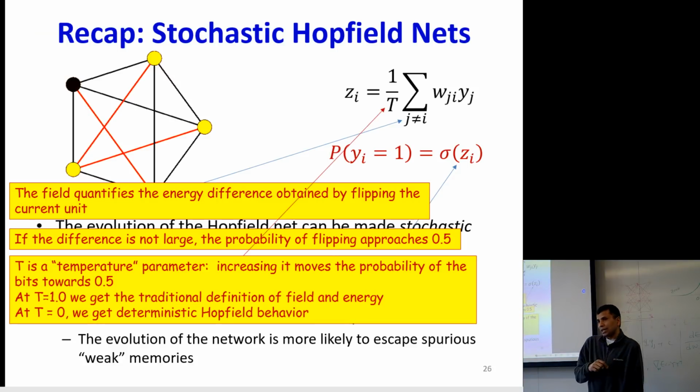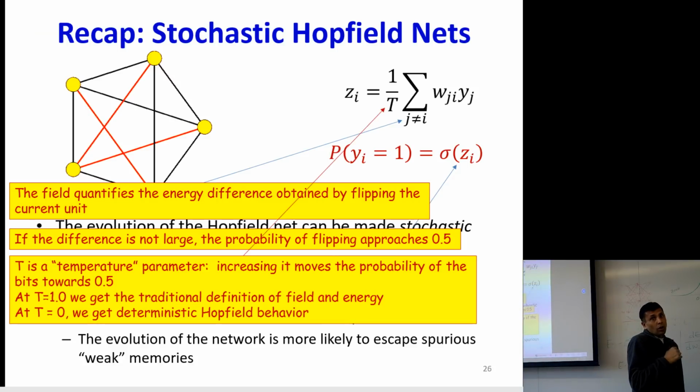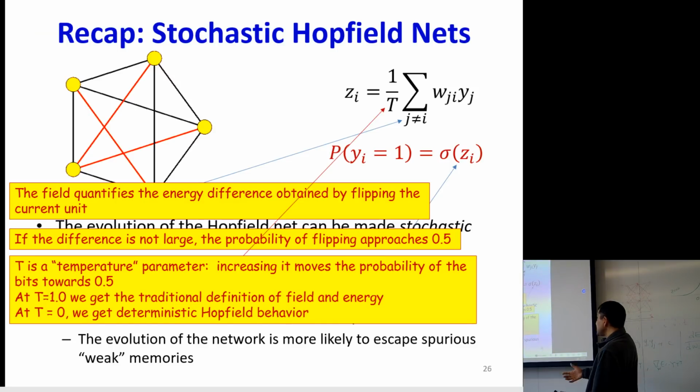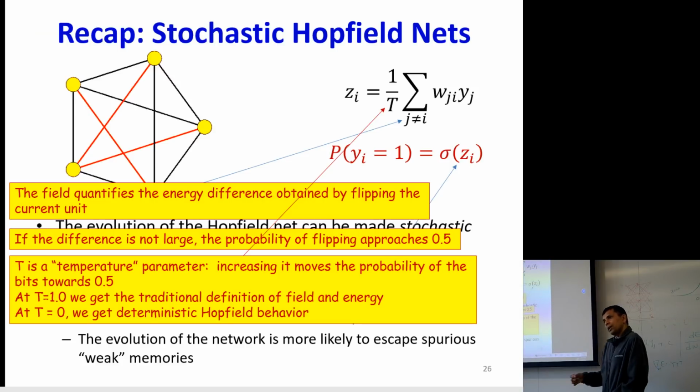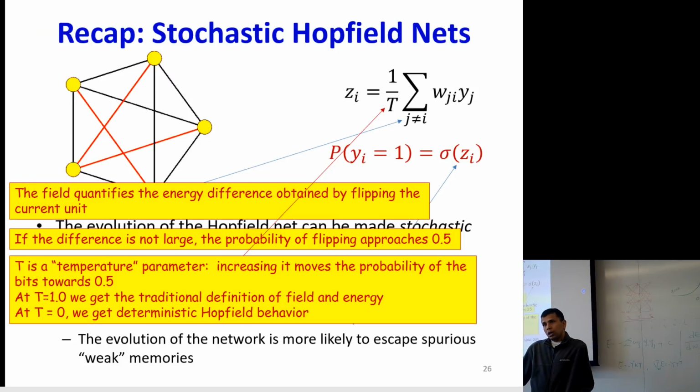What is this T? The T is a temperature parameter which we have drawn from thermodynamics. If I increase T, Z tends towards 0, right? So without T, Z might be a very large positive number, but if I toss in a very large T, then the network is going to begin flipping its bits, even though in the absence of T, the current position might be considered very stable.